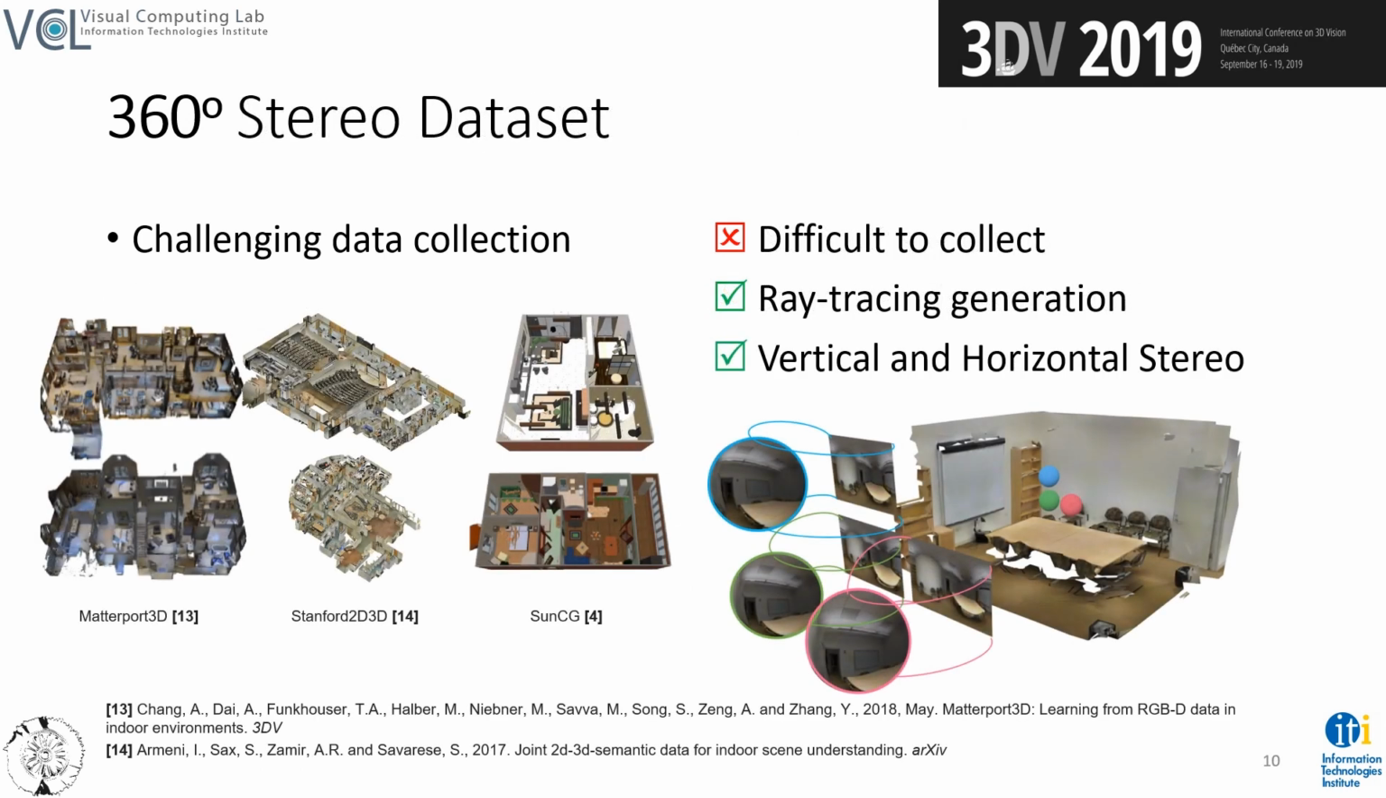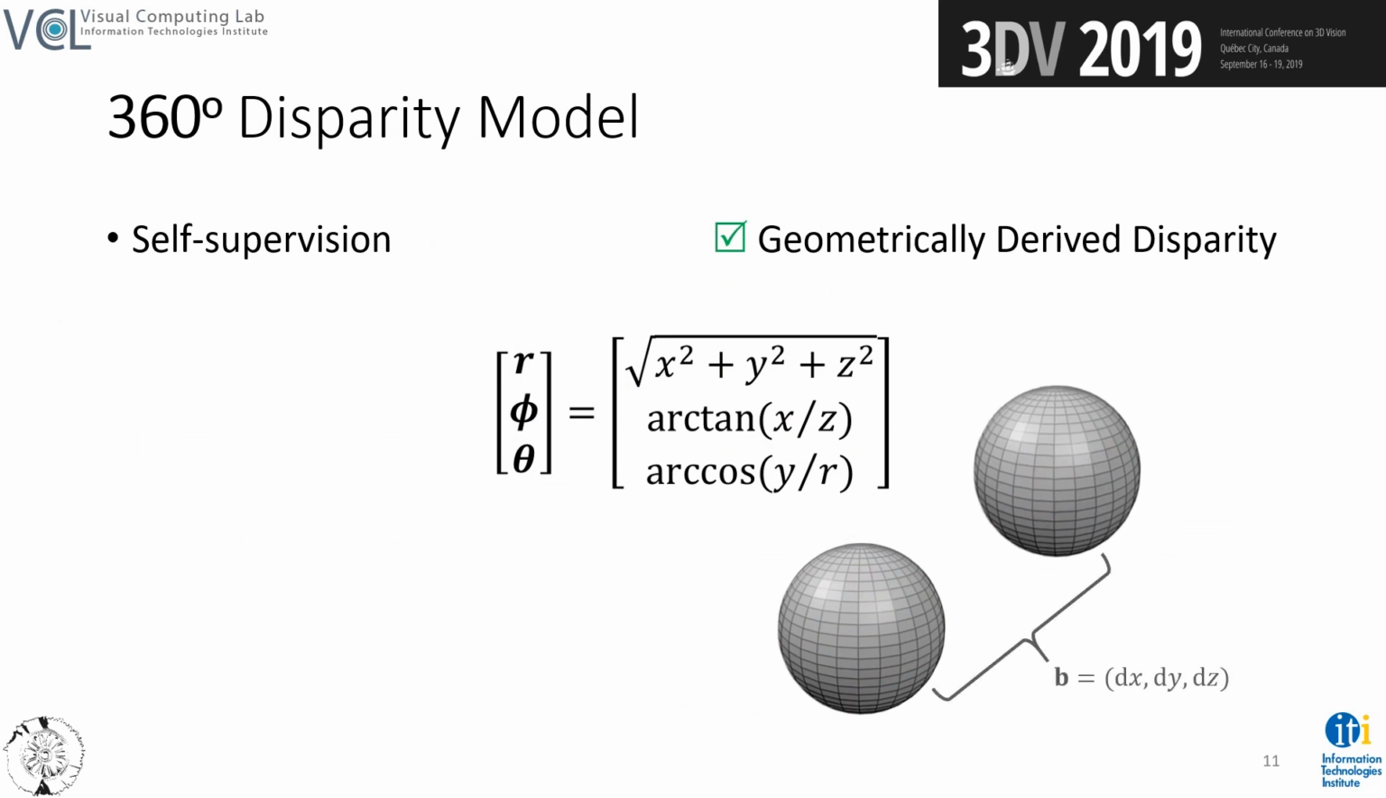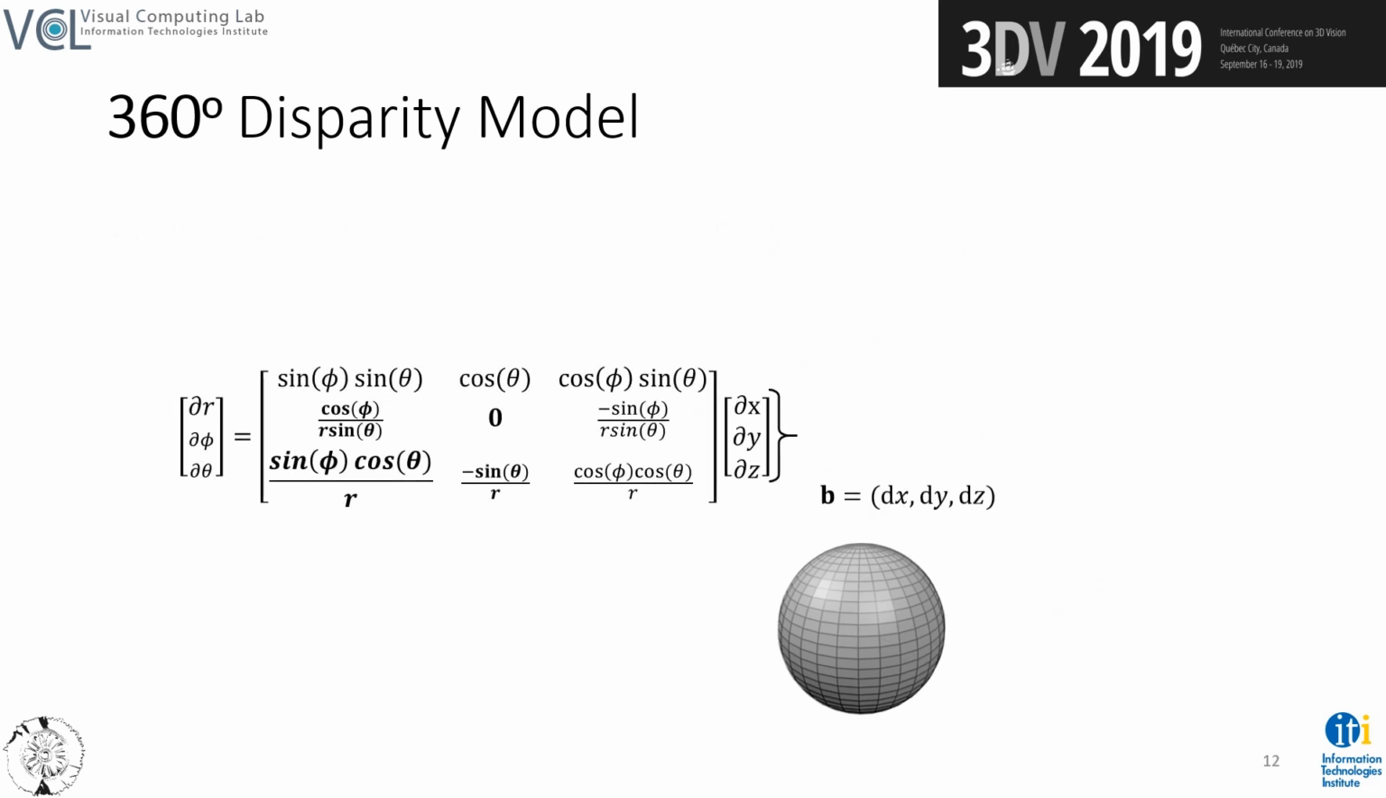We overcome the difficulty in collecting 360 stereo data by generating a dataset through ray tracing 3D scenes and produce renders for two different 360 stereo setups. We additionally derive the complete spherical disparity model based on Cartesian displaced viewpoint by taking the analytic derivatives of the spherical coordinates with respect to the Cartesian ones.